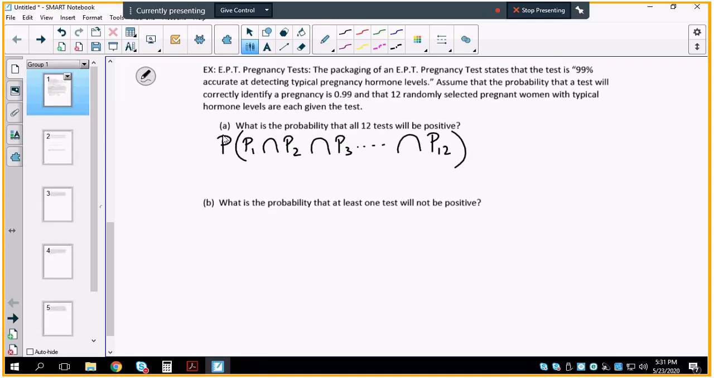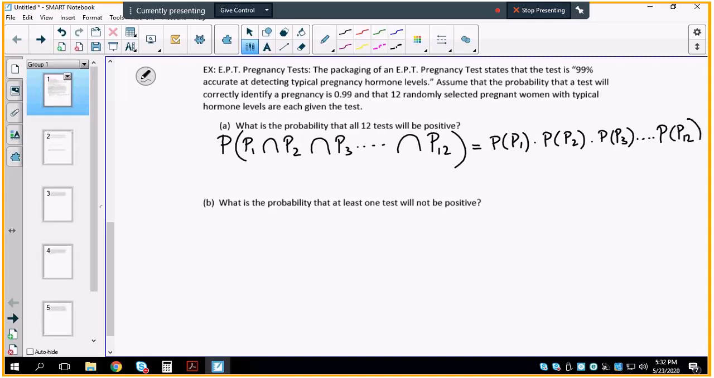And see how I'm writing the 12 tests. P for positive and the subscript 1, 2, 3, 4, up to 12 are which test I'm talking about. So I want all of them positive. We talked about this event being independent. So this probability is simply going to be probability of P1 times probability of P2 times probability of P3 times, and so on, up to probability of P12.